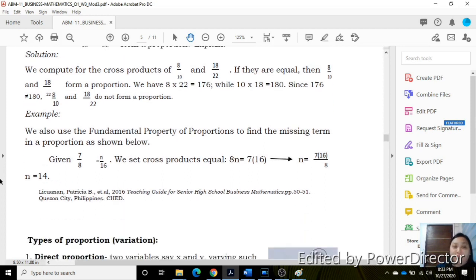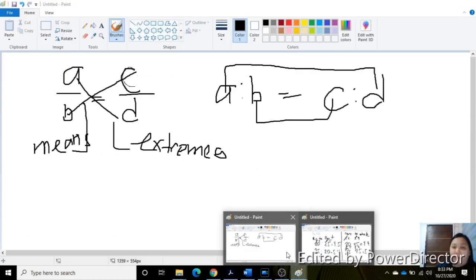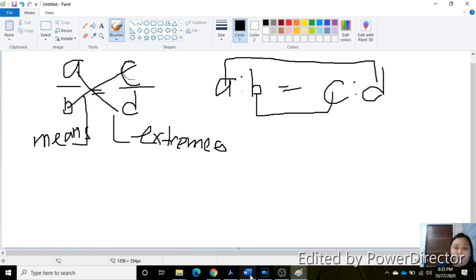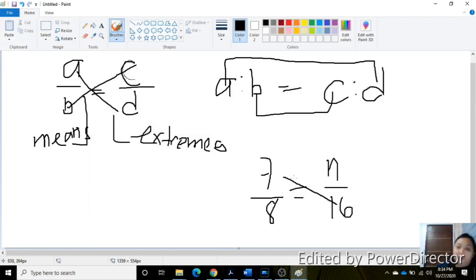And then, kapag naman hahanapin mo naman the missing factor or the missing term, okay? So example, gawin natin the missing term. Okay, for example, sa example natin ay 7 is to 8. The missing is yung numerator niya. It's the n is to 16. So how will we compute this one? So, syempre, unahin nyo muna si extreme. 7 times 16.